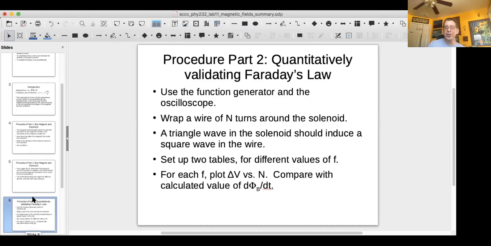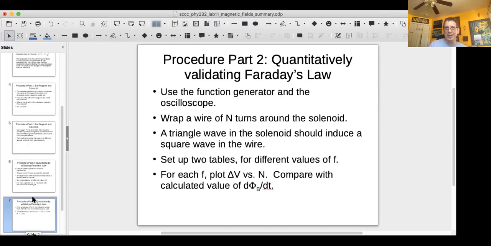And so you're going to set up two tables because we're going to alternate between two different frequencies in this. And we're going to vary the number of turns of the wire. So we'll start with 5 turns, and then we'll wrap 5 more turns so that you have 10. And then you wrap 5 more turns so that it's 15, and then 5 more so that it's 20, and 5 more so that it's 25. You're going to compare with the calculated value of the change in the magnetic flux with respect to time.